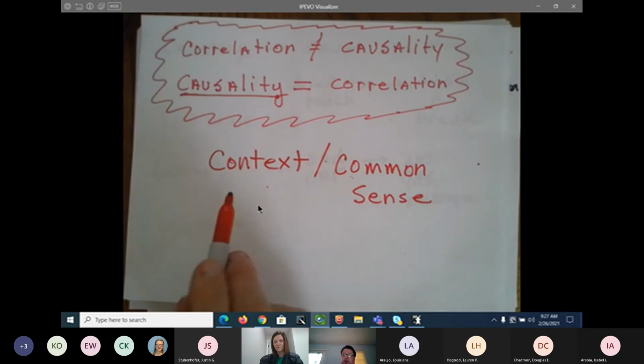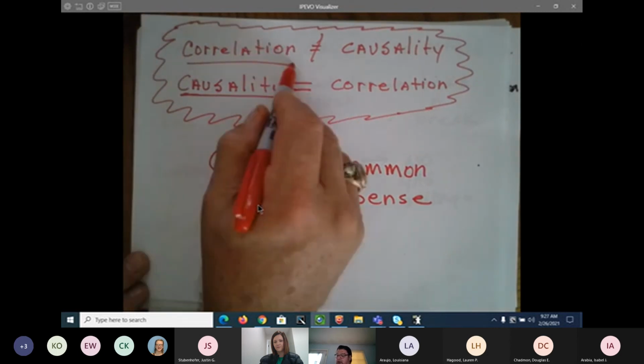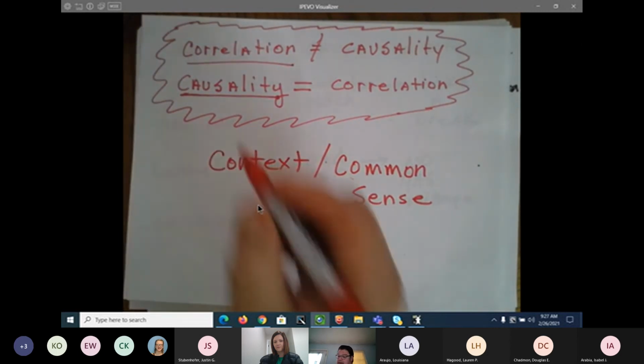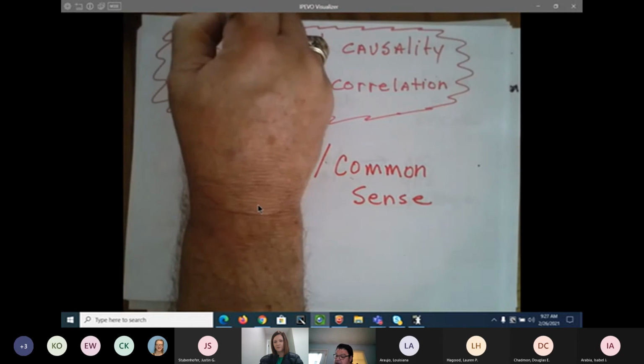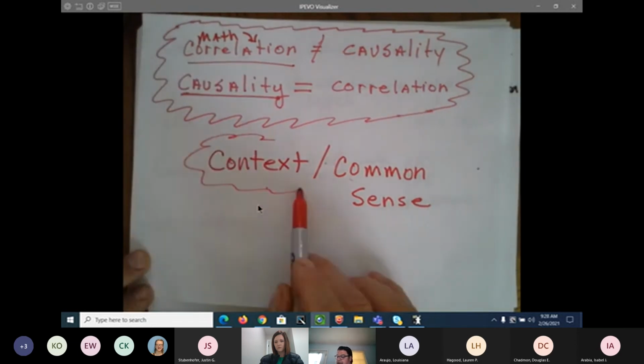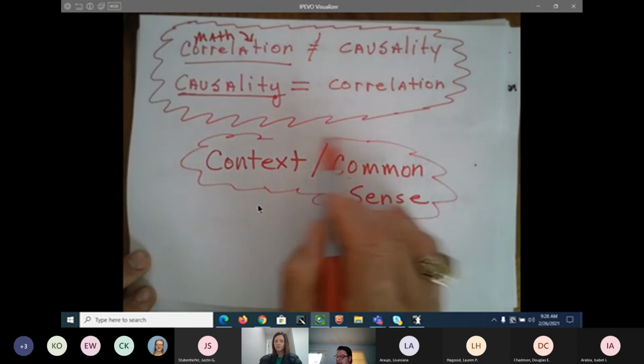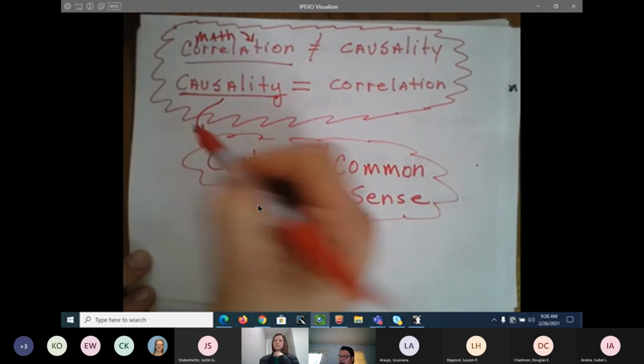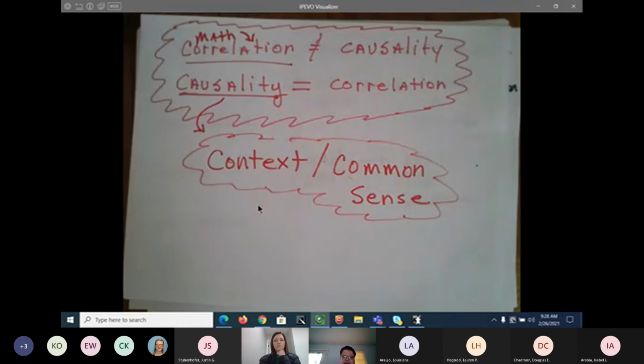You have to have these. When you're reading a question and they ask you if there's correlation, well, mathematically, you can prove correlation mathematically. But causality, I'm not going to say is subjective, but it needs a little bit of feel for the question. And it needs to have a little bit of common sense. Let me give you an example.